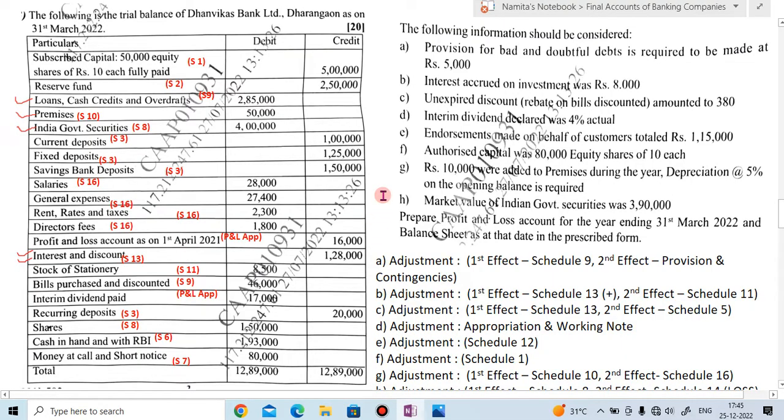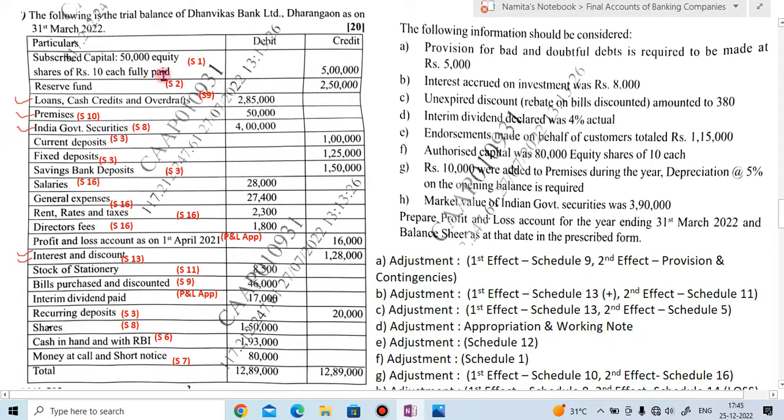Okay, now see, first of all you have to read the question carefully. After reading the question, mark the adjustment. Okay, mark the adjustment, read the adjustment also carefully. After reading the question, trial balance, then read the additional information like adjustment, and then the second step is what? You have to mark the entries, okay, as per the schedules.